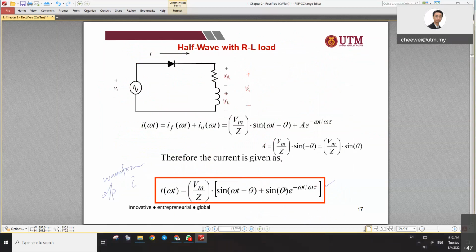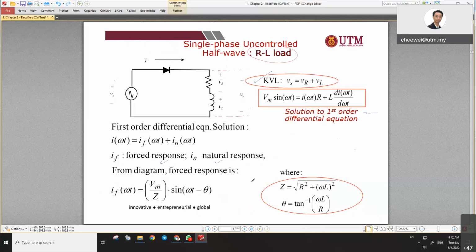Do I need to remember this equation? The answer is yes, you need to remember. If it is not given, you need to remember how to calculate the parameters inside. Let's go one by one.